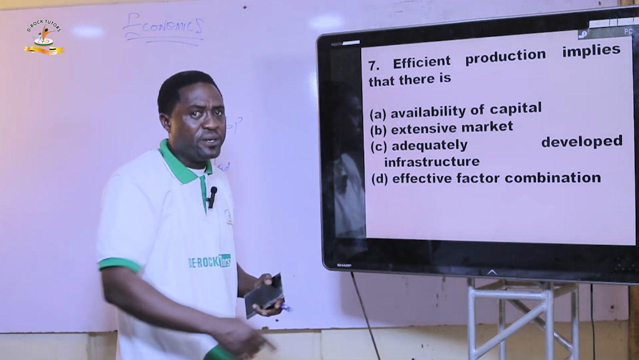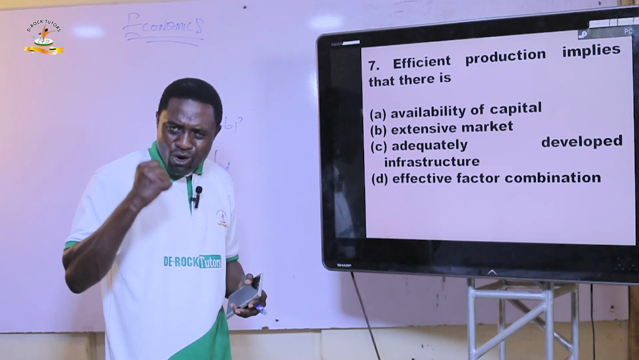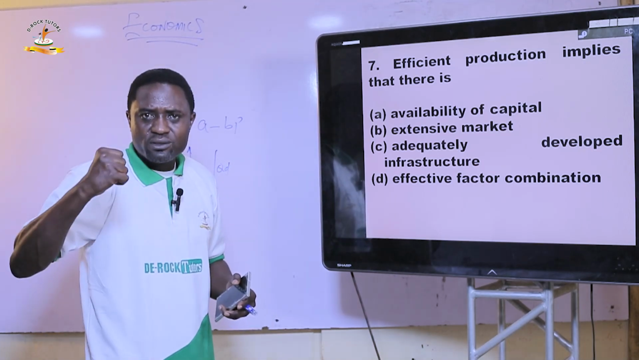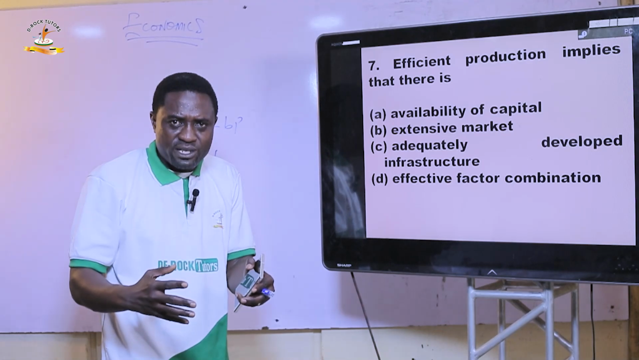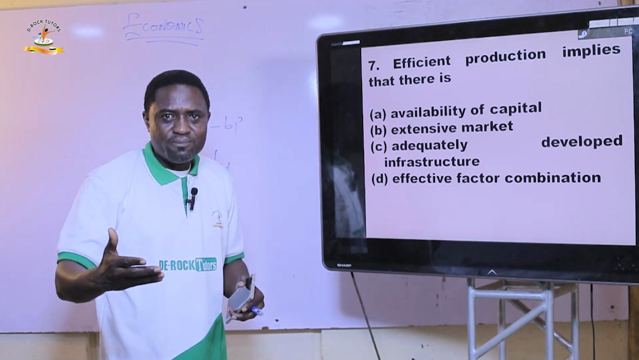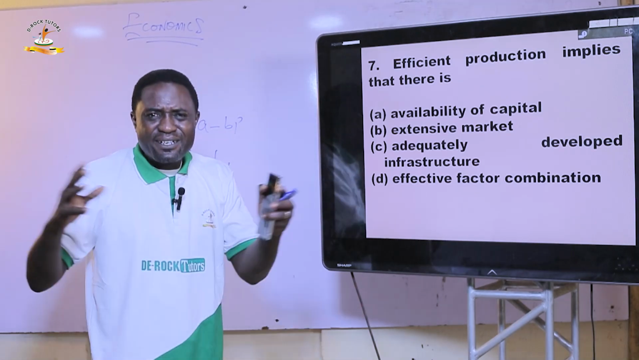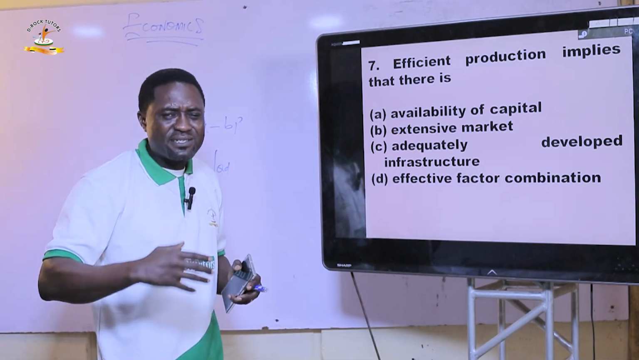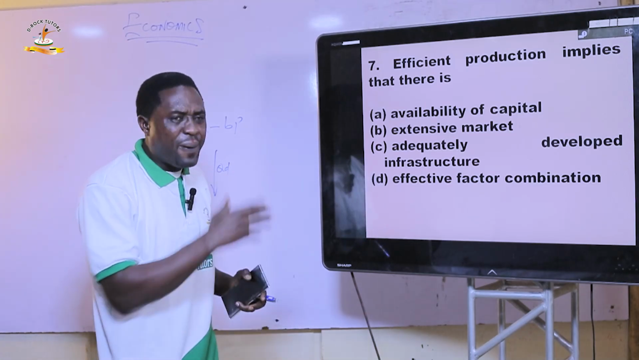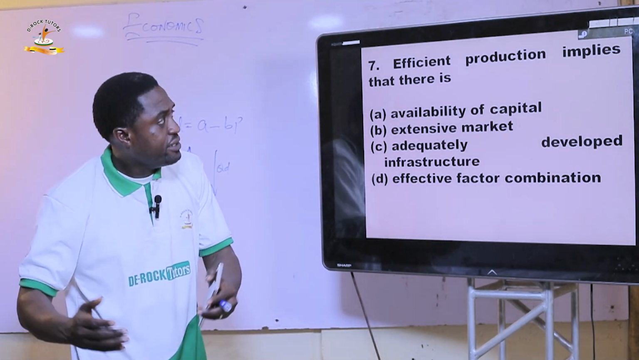But with effective factor combination, you have skilled workers in place, you have wonderful technological advancement engaged in the production process, and things are coming out well. You have solid infrastructure, everything. By the time you put them together, what you are bringing out makes sense, and the production is efficient. So the perfect answer to this is effective factor combination.